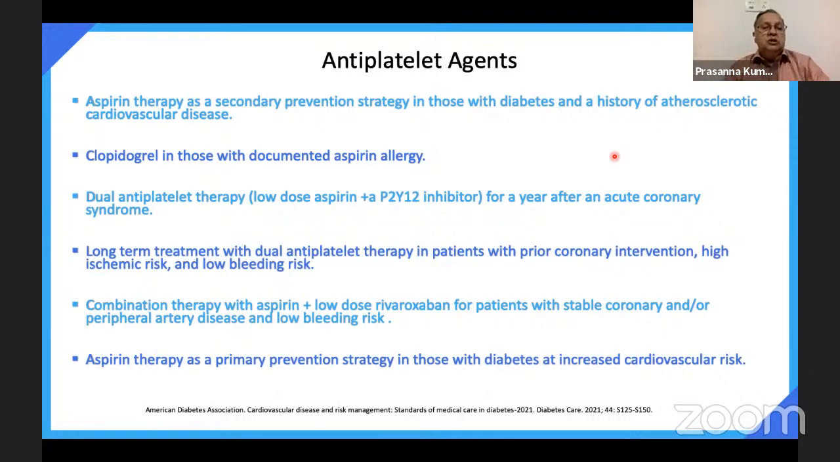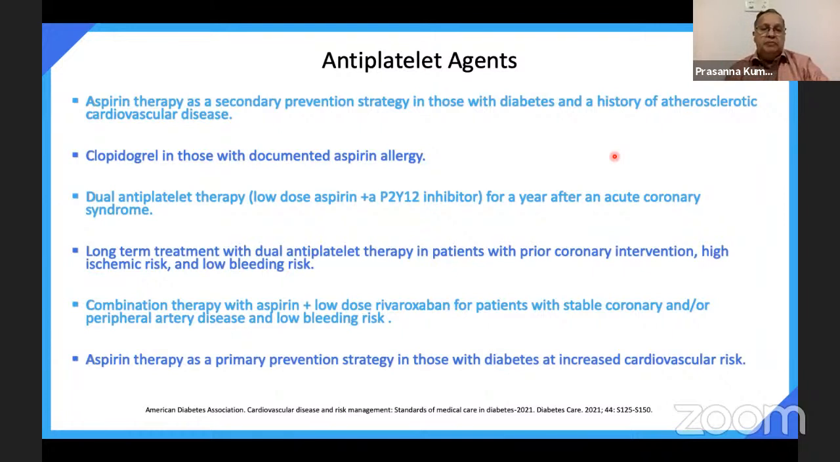And cardiologists use dual antiplatelet therapy, low dose aspirin plus the P2Y12 inhibitor, for a year after acute coronary syndrome. After 1 year, dual antiplatelet therapy is not going to be much helpful. Long-term dual antiplatelet therapy is for patients with prior coronary intervention, high ischemic risk, and low bleeding risk. Combination therapy of low dose aspirin and rivaroxaban is for patients with stable coronary and/or peripheral artery disease and low bleeding risk. This is where the cardiologists come into the picture: if you have a very complex patient, refer to them, they'll be able to manage.